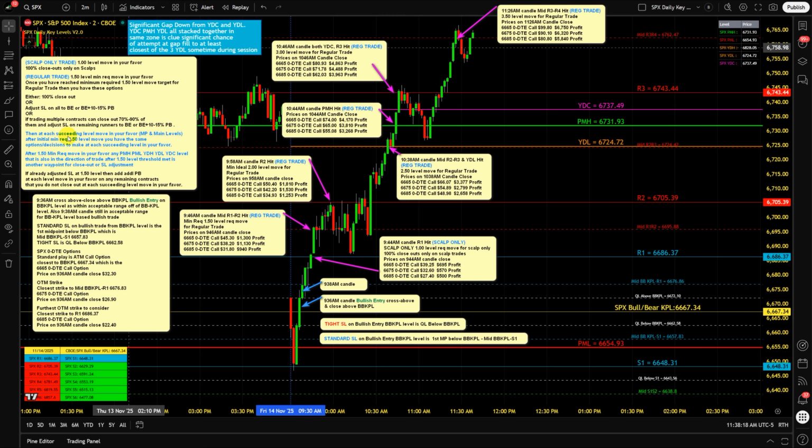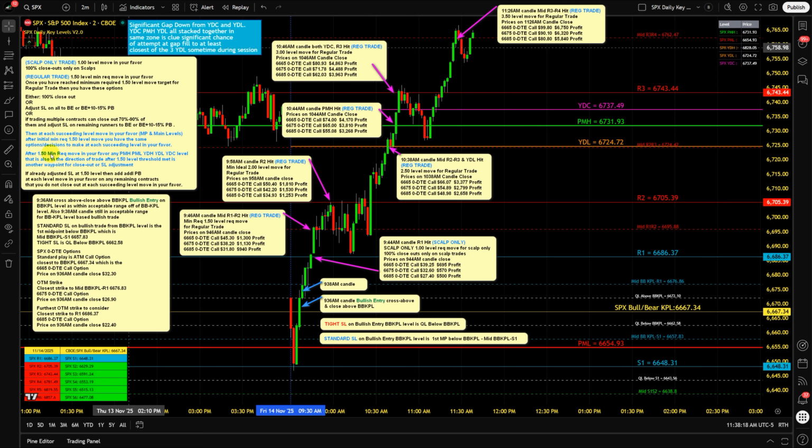Okay, then at each succeeding level move in your favor, each succeeding level meaning midpoint levels and main levels, after the initial minimum required 1.5 level move in your favor, then you have the same options, decisions, to make at each succeeding level move in your favor, which we will show you here in a second as it moves through these different levels past the 1.5 level minimum move.